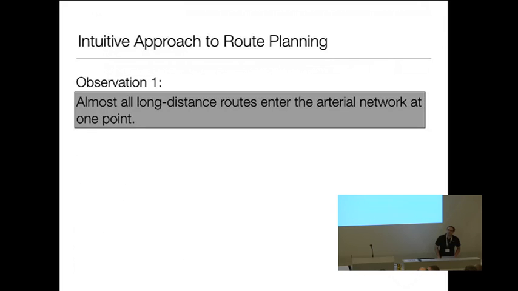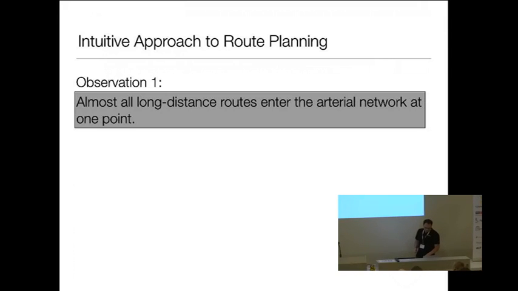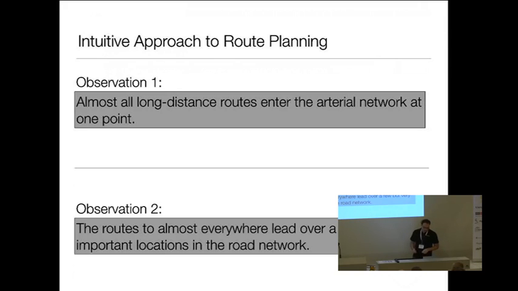The intuitive approach to routing, to give you an idea, is whenever you go from A to B, and A to B are sufficiently far away, you will almost always enter the arterial network at some point. And the second idea is, for a fixed location, the routes to almost everywhere lead over a very few but very important locations in the road network. Let me give you an example.